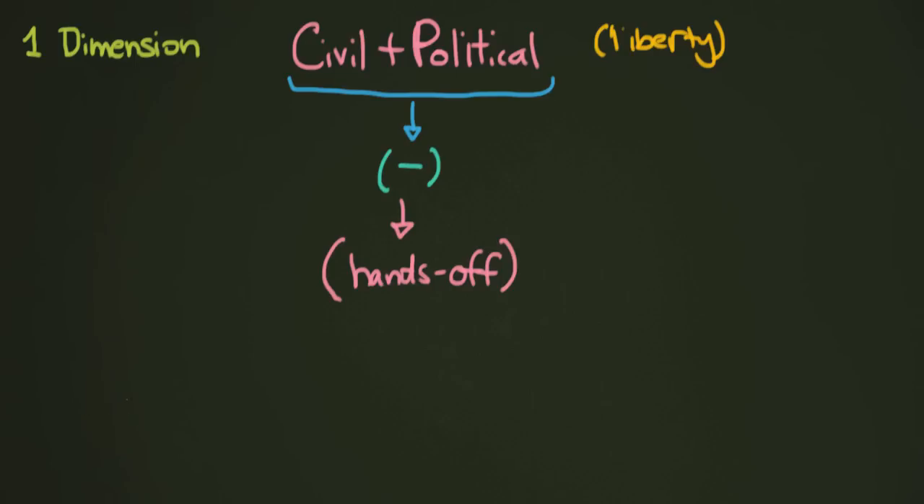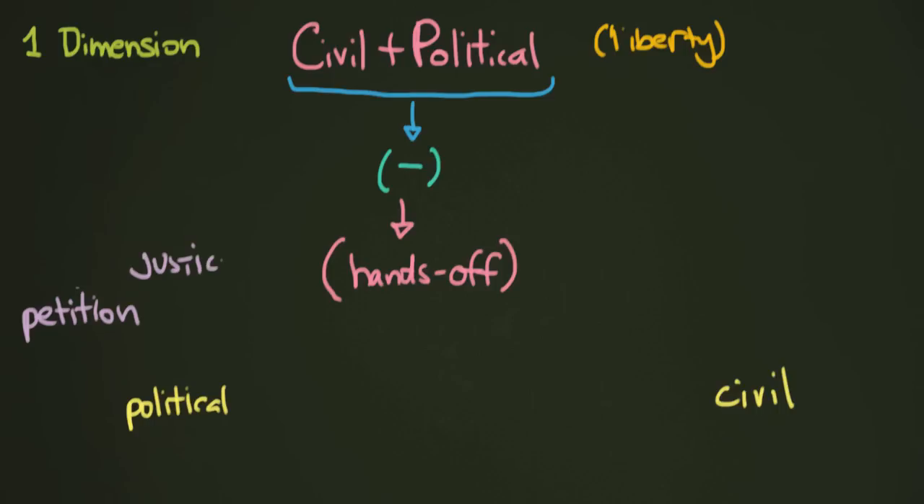We can break them into the political and the civil. So the civil rights have to do with your life and safety, and a little bit more to do with how you interact with society. And the political rights have to do with how you can exercise your political and legal rights. And on the political side, we might talk about things like the right to petition or the right to justice. So these are very practical things, like being able to go to a court and be seen equally and fairly.